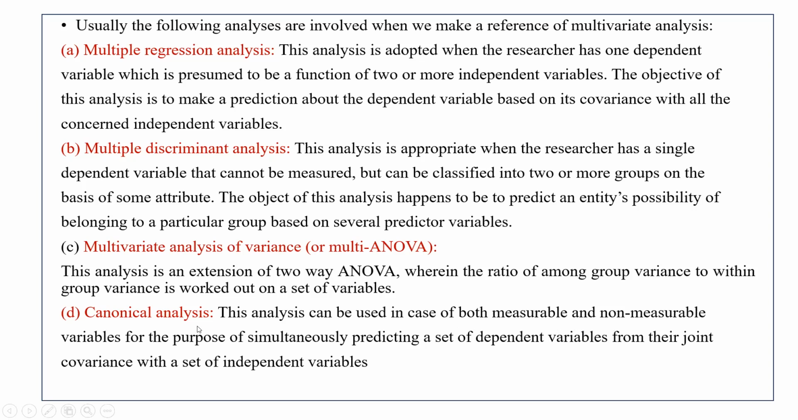Then canonical analysis, which can be used in the case of both measurable and non-measurable variables. As we have seen, some measures you can measure and some you cannot. So in this particular analysis, you can take both kinds of measures, and simultaneously predict a set of dependent variables from their joint covariance with the set of independent variables. So dependent and independent variables can both be jointly predicted. That is what is there in canonical analysis.